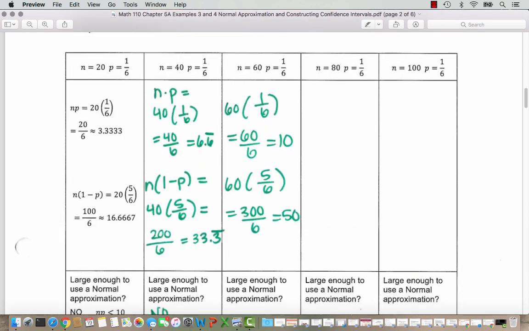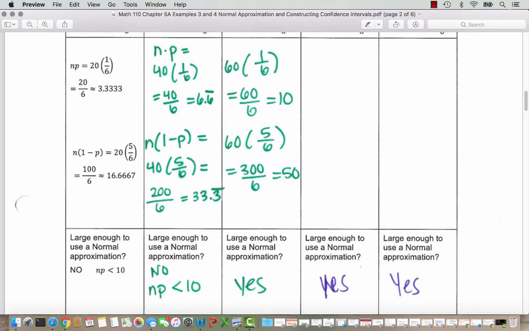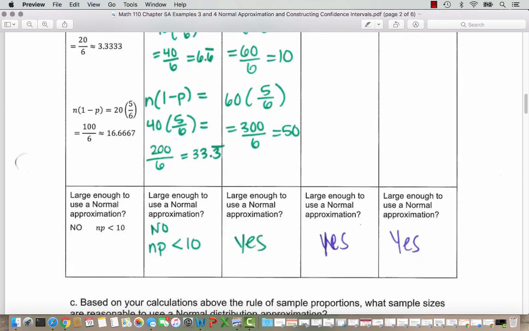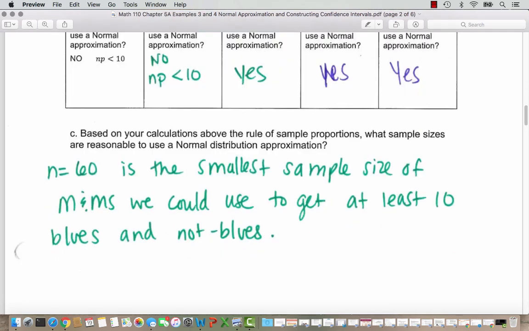Now, I also went ahead and said yes to sample sizes n equals 80 M&Ms and n equals 100 M&Ms without doing my calculations, because I know if 60 is large enough, the expected values for 80 and 100 sample size would also be more than 10 in each group. So once you get to at least 10, you can assume any sample size larger than that would also be sufficient. All right, so based on our sample size calculations, we say n equals 60 is the smallest sample size of M&Ms we could use to get at least 10 blues and not blues.